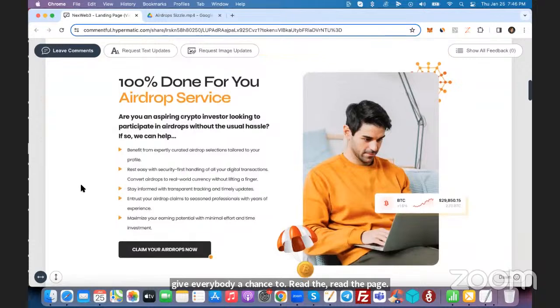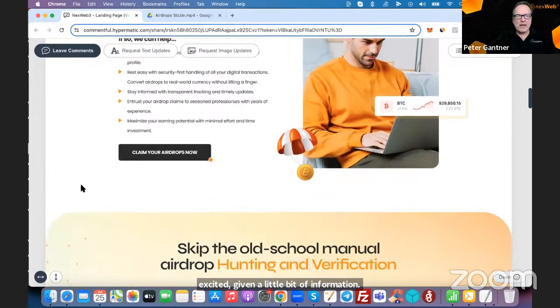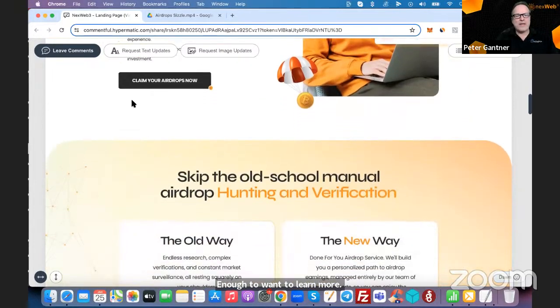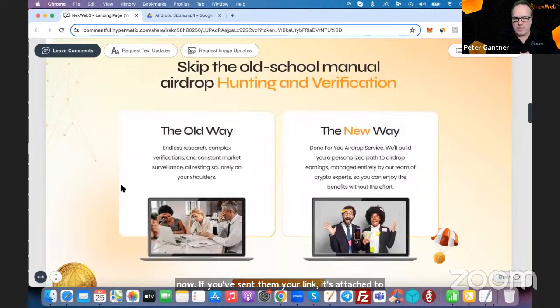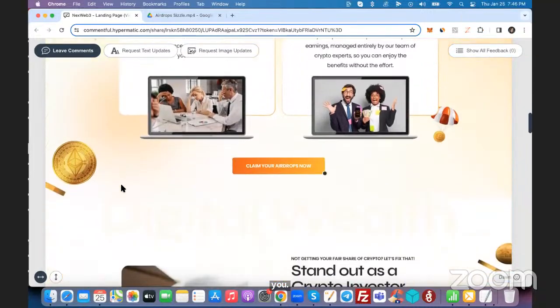Beautiful page we can just send people to, get them excited, give them a little bit of information, enough to want to learn more. And when they click on that link, claim your airdrops now. If you've sent them your link, it's attached to you, so you'll get the sales credit for this and the commissions. Yeah, it will follow you all the way through.